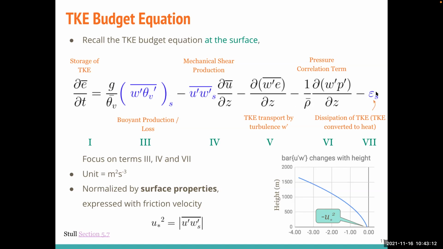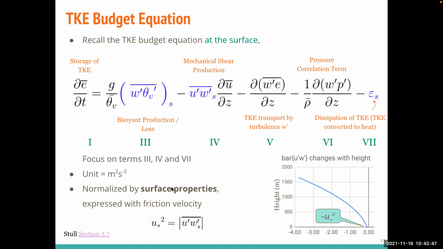So this one is the dissipation, which means that you always generate turbulence by term 3 and 4. And then the turbulence is always dissipated here. Okay, production and loss. Maybe this one sometimes is loss. Okay, buoyant loss sometimes if you have a very stable condition. Okay, but the mechanical part is always positive. It's always production.